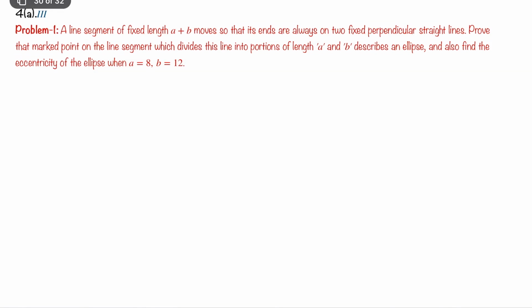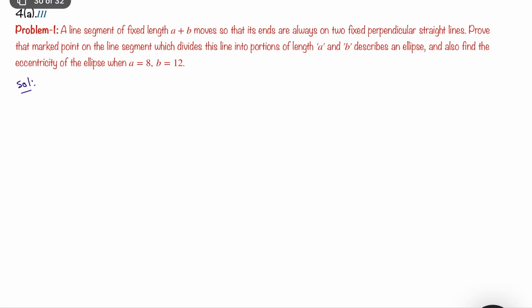Problem 1 from section 3 of the exercise 4A. A line segment of fixed length a plus b moves so that its ends are always on two fixed perpendicular straight lines. Prove that the marked point on the line segment which divides this line into portions of length a and b describes an ellipse. And also find the eccentricity of the ellipse when a equal to 8, b equal to 12. Fine.